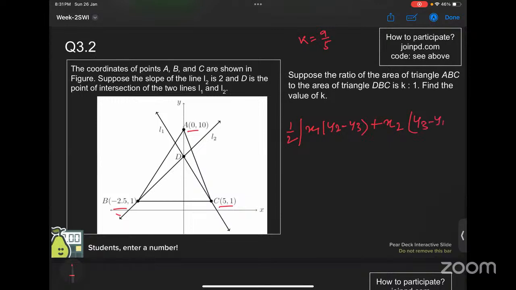Ma'am, but when the lines are intersecting through x-axis, through y-axis, it is more feasible to do the area through half into base into height, I guess. No, you have the coordinates, right? So we can calculate the length of this line, which is 5 minus this, 5 plus 2.5. So it will be 7.5, right? Then the height will be 6. So you can calculate the base and height here, then it's fine. Then we can also use the 3-point rule. Okay, ma'am.